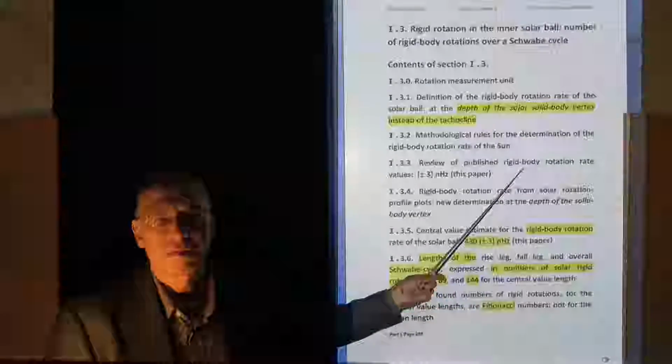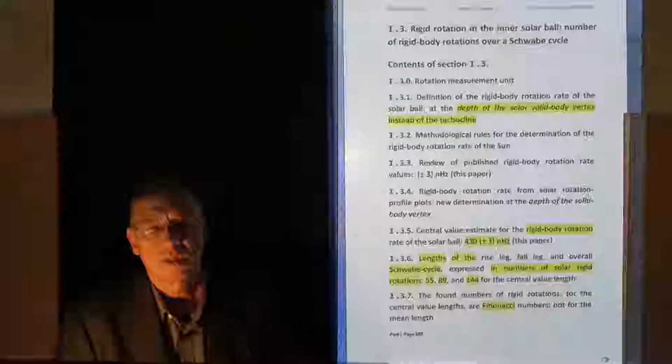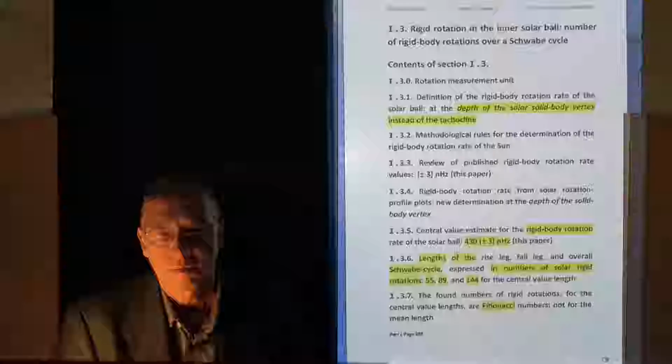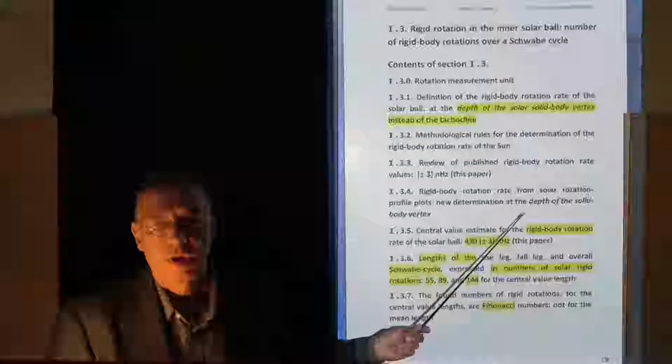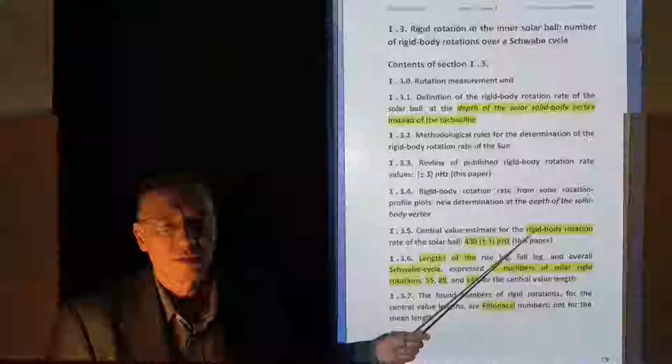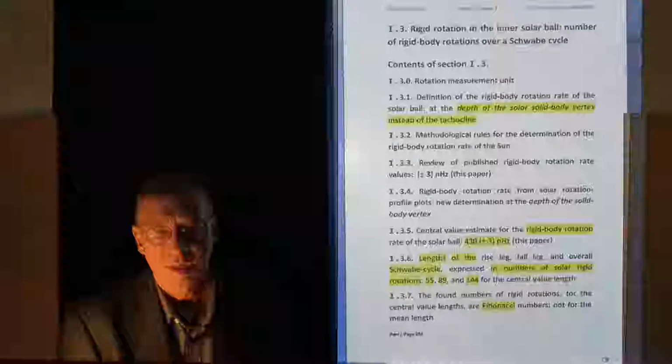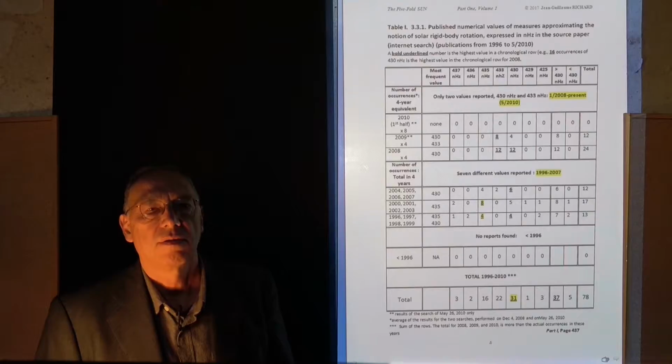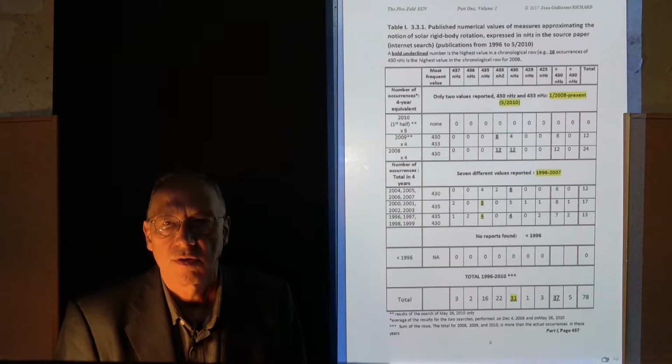In section 3.3, we review the published values in solar physics literature for the angular velocity of the rigid rotation zone in the Sun, and we will arrive at a certain final estimate for this rotation. Then we will see how this translates in numbers, integral numbers or not, of rigid rotations of the solar ball.